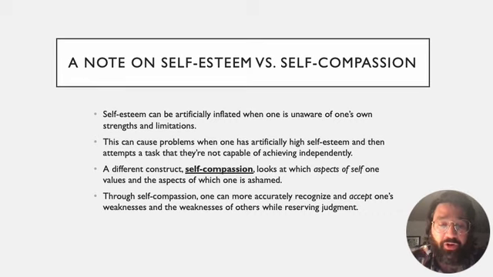So there's a different construct, which we call self-compassion, which looks at which aspects of self one values and the aspects of self which one is more ashamed of. Through self-compassion, we can more accurately recognize and accept our weaknesses and limitations, both of ourselves and others, without the judgment, because we realize that there are just limits. So there's no point in judging. It's just, this is my limitation. I just can't do X, Y, or Z. It's outside of my competence. So why judge myself for it? That's just not for me, or that's not for you.